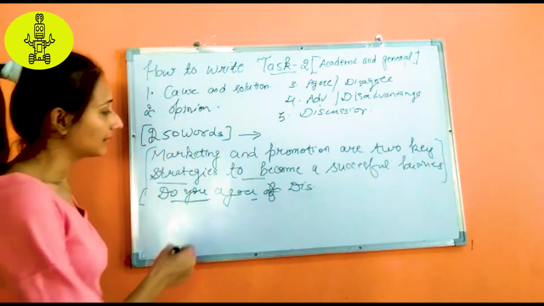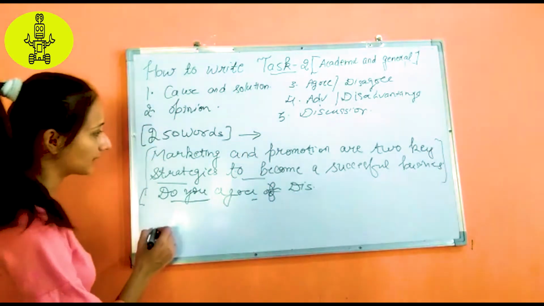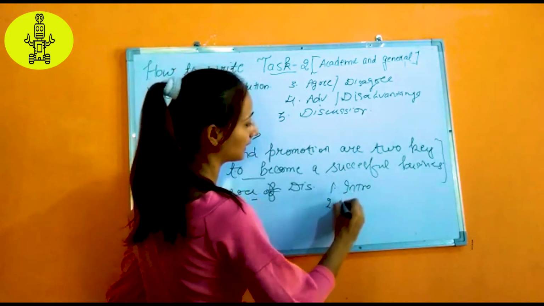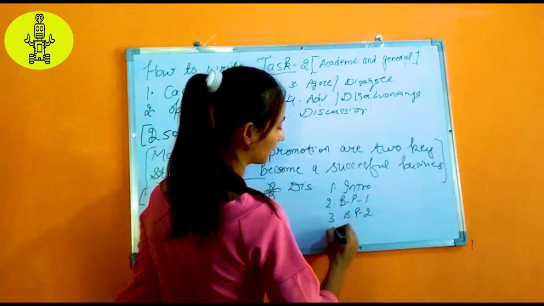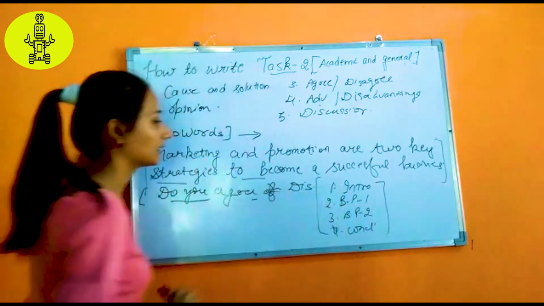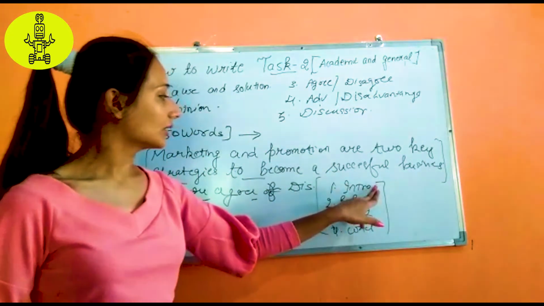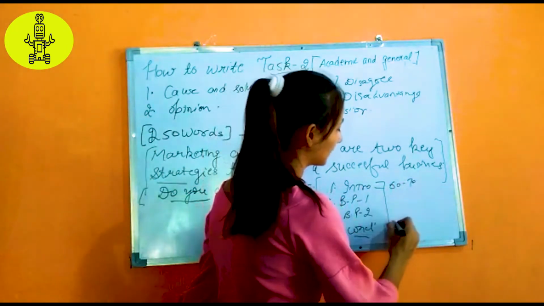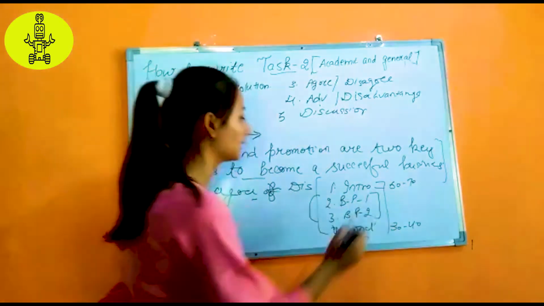When you write, you need to make 4 different paragraphs. The first paragraph is your introduction, second is body paragraph 1, then body paragraph 2, and then conclusion. These are the 4 paragraphs you need to write in your task 2. Introduction should be 60 to 70 words. Conclusion should be 30 to 40 words. And the leftover words you need to write in your body paragraphs 1 and 2.